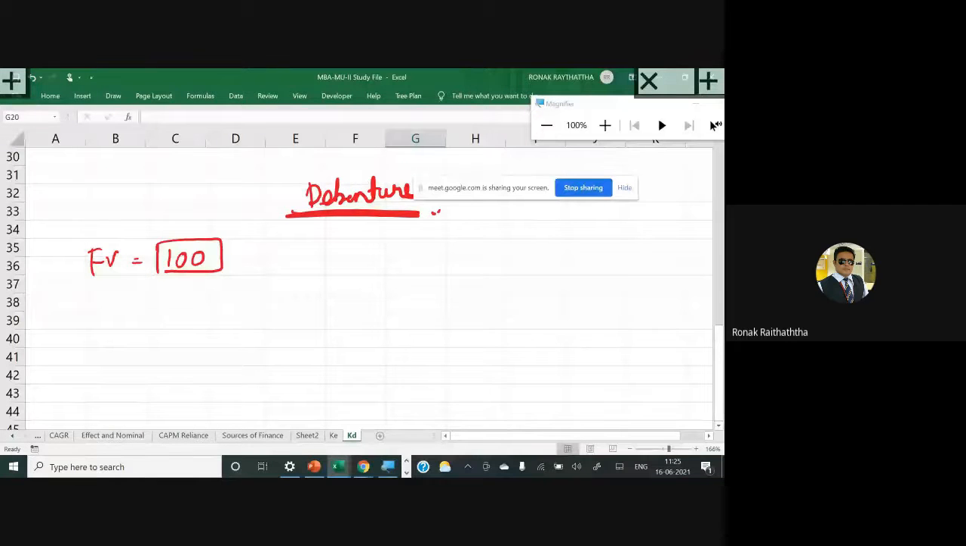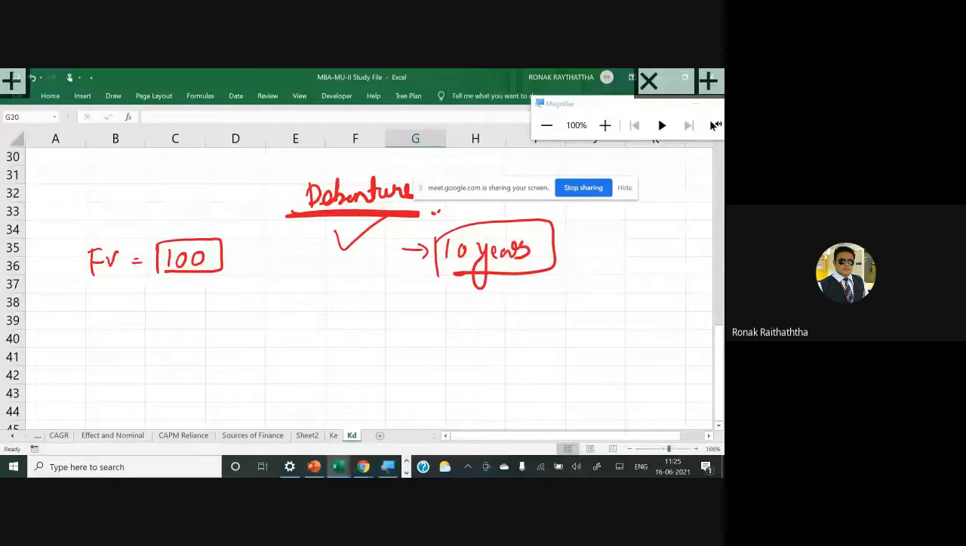Number 2 point, which is specifically applicable to debenture, is that it may be redeemed at a premium or discount again. So once the specific maturity life of this debenture is over, say 10 years, then after 10 years, say you are redeeming these debentures, that means the company is purchasing back these debentures at 30% premium. So the face value was 100 and you pay a premium of 30%. So they will be redeemed at 130 rupees.